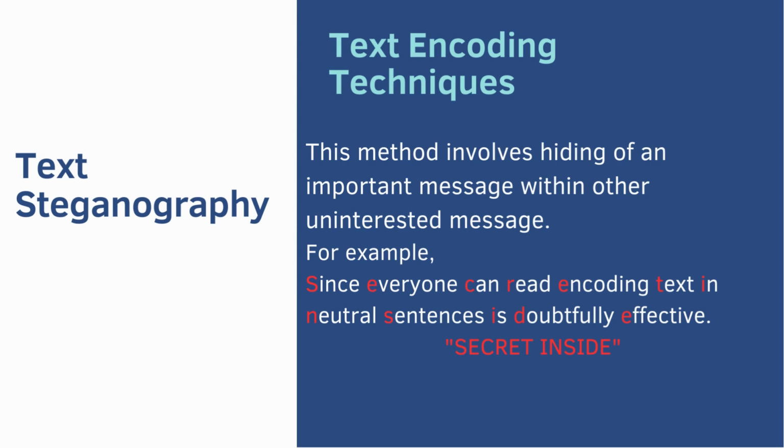So the next technique in steganography is text steganography. This method involves hiding an important message within another uninteresting message. For example, consider the below message which says, "Since everyone can read, encoding text in neutral sentences is doubtfully effective." Now, when we take the first letters of the sentences, we get a secret message which says "secret inside." This is one of the most common examples we have in text steganography.